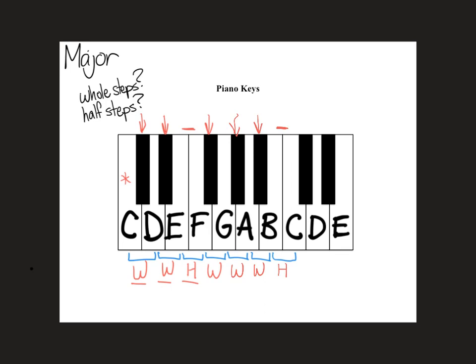This order of whole steps and half steps right here, that is what makes a major scale what it is. That is the definition of a major scale. Two whole steps and then a half step, then three whole steps and then a half step. Every single major scale has those intervals between the notes, no matter what note you are starting on.